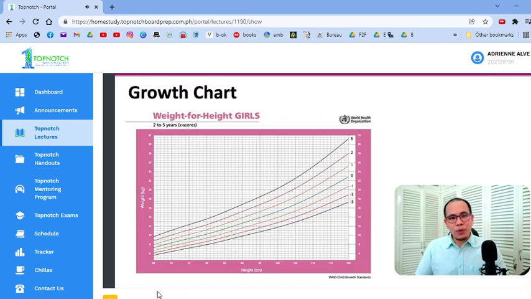Okay, I hope you're all familiar with the growth chart. I'm sure ginagawa niyo to during your internship, your clerkship, pag nasa Pedia OPD kayo, di ba? Ipa-plot niyo yung weight, yung height.